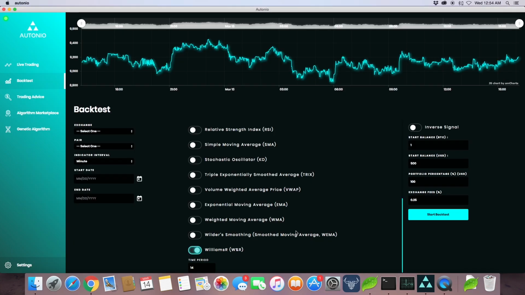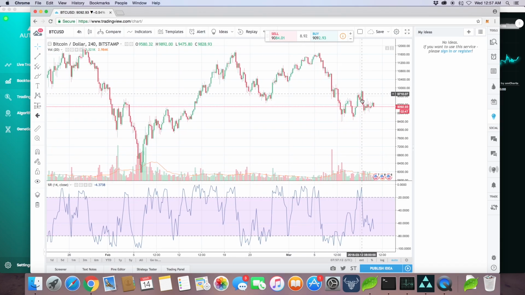And last up, we have the Williams percent range, also known as the W%R. This is a momentum-based indicator that identifies overbought and oversold conditions, similar to an oscillator. It's used to establish entry and exit points in the market. It compares the close of a stock to the high and low range over a period of time, which is typically 2 weeks. So let's take a look at the Williams percent range for Bitcoin.